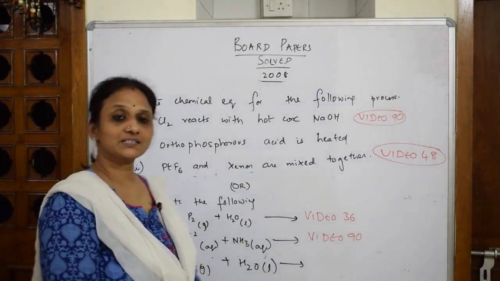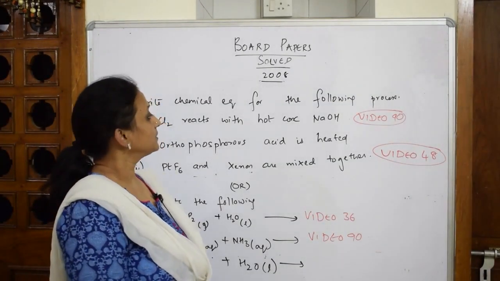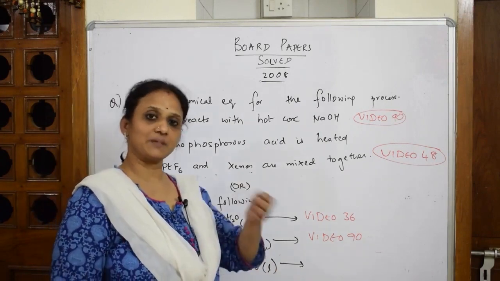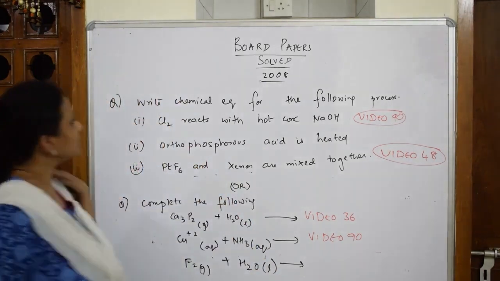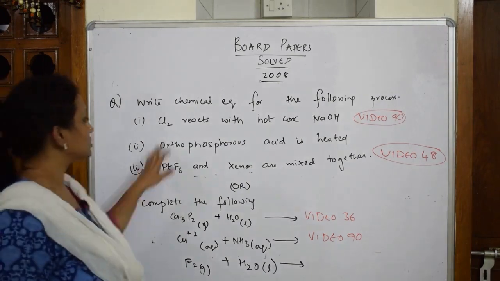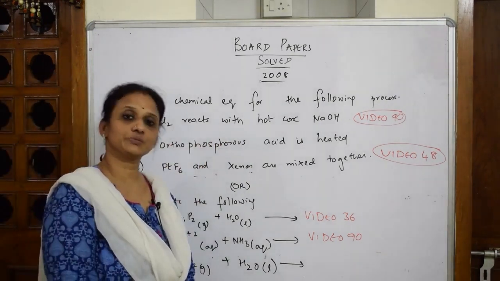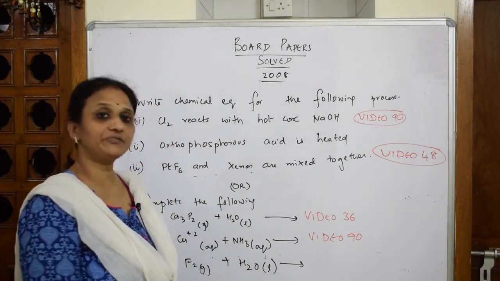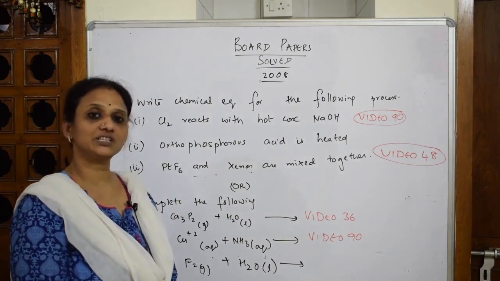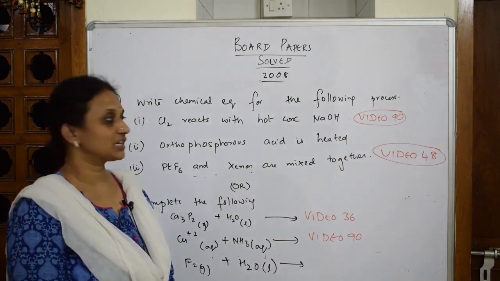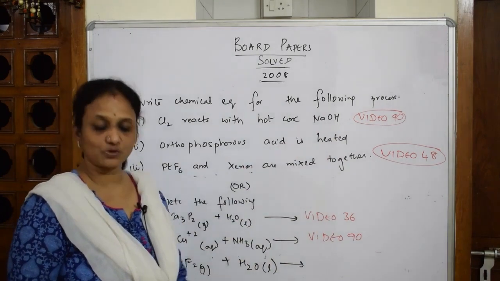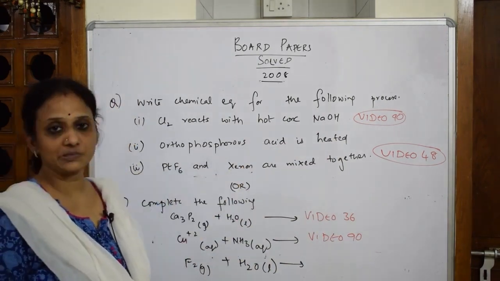Right, let us come back and start with the 2008 paper. So in the 2008 paper only, this is a part B question. Let's see. What do they give us? Write the chemical equations for the following. So chlorine reacts with hot concentrated sodium hydroxide. I did a video with cold and dilute conditions as well as hot and concentrated conditions, video number 90. Please watch that video. I've given a clear explanation for that.